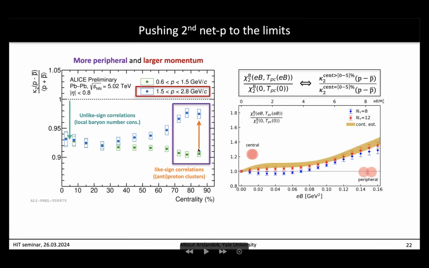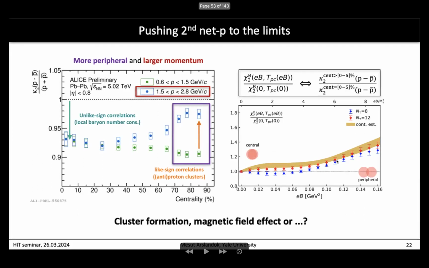There is one explanation that I also put here. If you look at the second order susceptibilities as a function of magnetic field, which means you put a magnetic field in the background of your equation of state, it would result in a different susceptibility. If you take the ratio of kappa 2 in peripheral to central, it should be 1 because you would not feel any magnetic field. But when you change the centrality, then you start feeling the magnetic field, and you should see a deviation. It is one kind of explanation, but it doesn't have to be true. This is something one needs to try to understand.